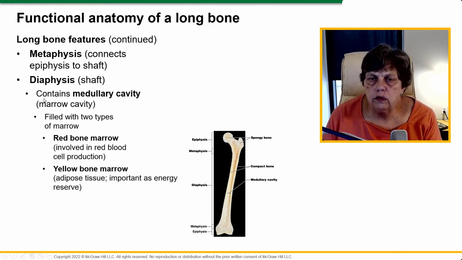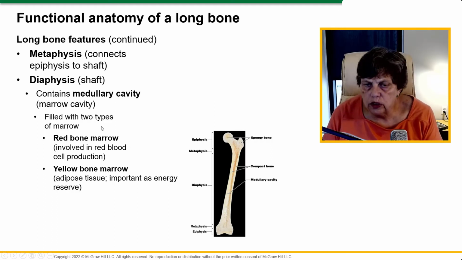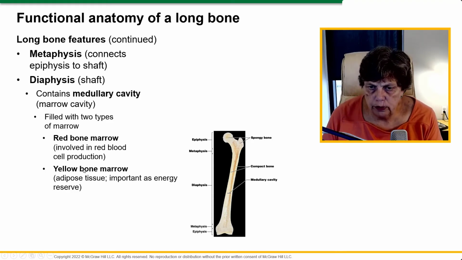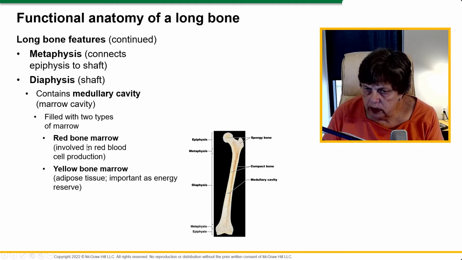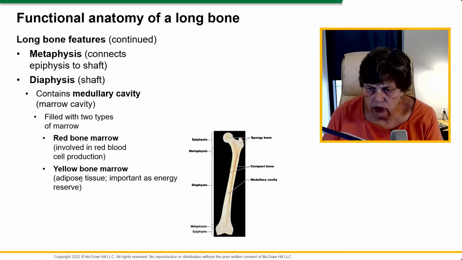All right, so the diaphysis, the shaft, contains that medullary cavity. As we said, that's the cavity where the marrow is, and it is filled with two types of marrow: red bone marrow and yellow bone marrow. The red bone marrow is what makes our blood cells. The yellow bone marrow is fat. It's adipose tissue. This is an energy reserve.